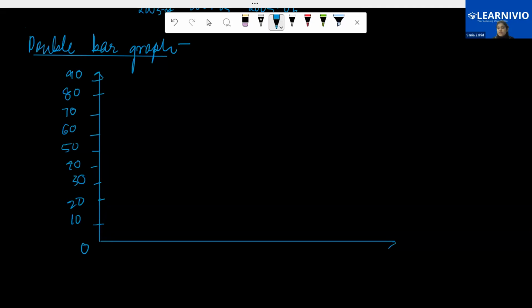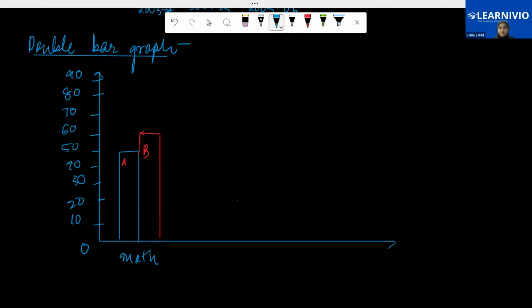Now I am representing this data for 2 individual candidates, student number 1 and student number 2, like A and B. For example, in math, student A acquires 50 marks, so I'll make a line like this. And student B acquires 60 marks, so I'll make a line like this. This is for student A, this is for student B.